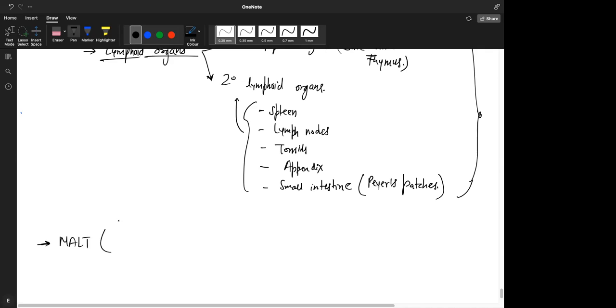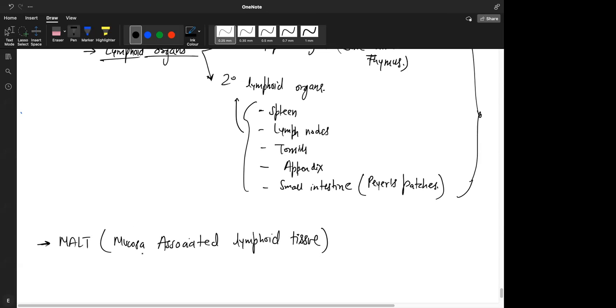The full form is mucosa associated. Now, what is mucosa? Anyone knows what is mucosa? So mucus. No, it is the lining. You are right, the hint is mucus comes from the mucosal lining. It is the innermost lining which lines every organ and tract in our body. You understand, everyone? Mucosal lining. Yes. So the innermost lining secretes mucus.